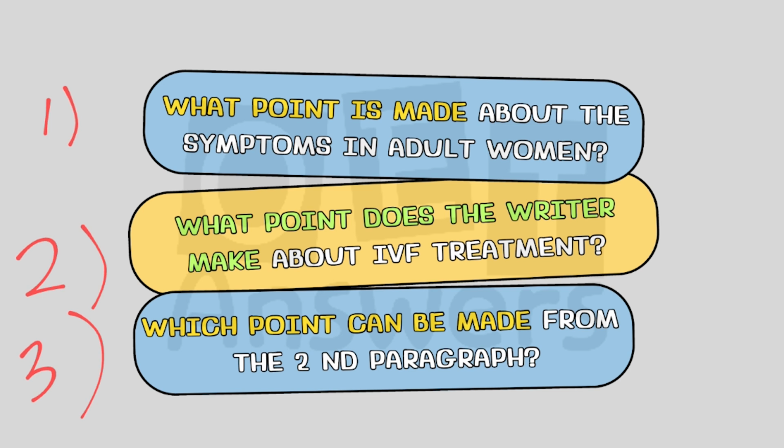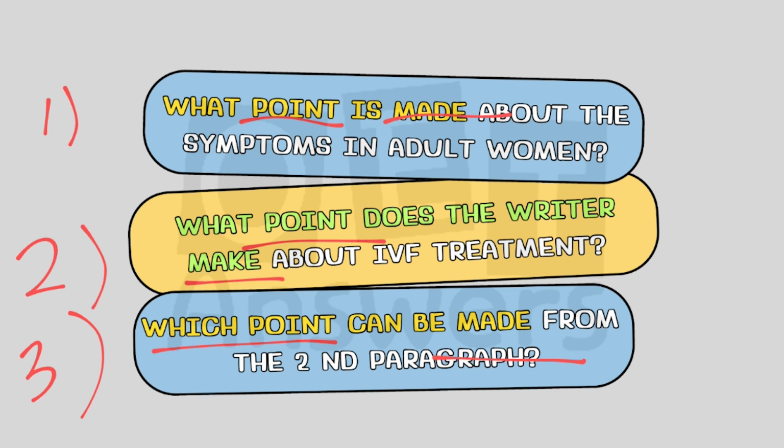What point does the writer make? Make, made, what point, and which point can be made. So there must be 2 words: point, what point, which point, and what the writer can make. These 2 words will repeatedly be in the questions. So by seeing these, you can understand this is one of the detailed type questions. Everything you can see while reading the questions, as well as you can understand that.